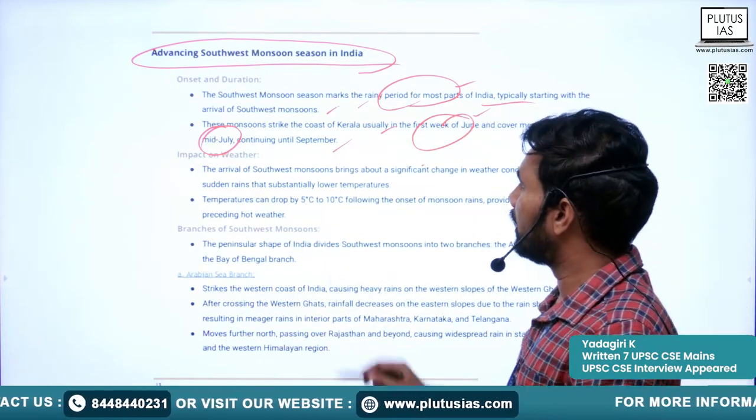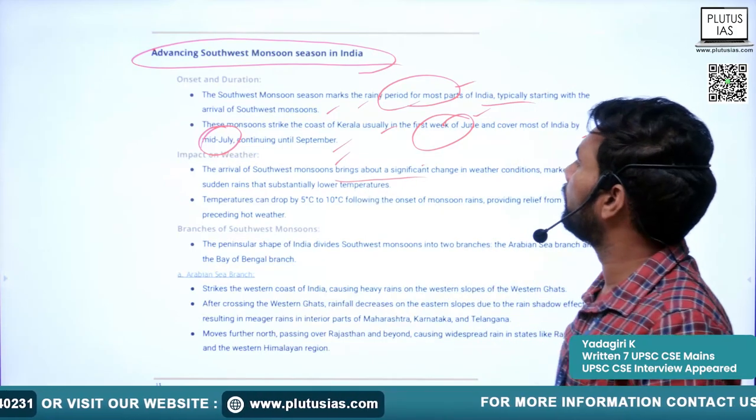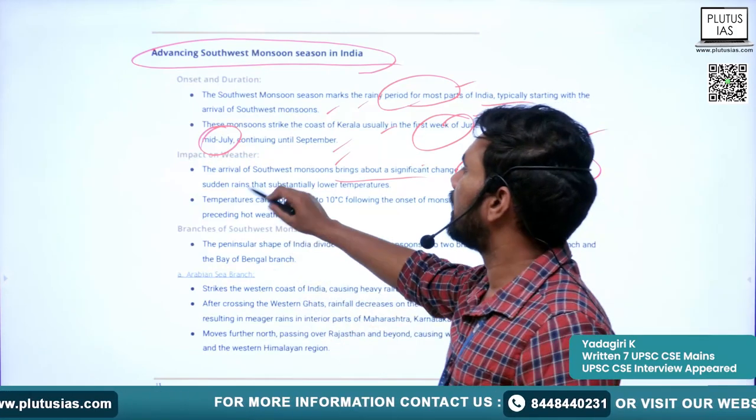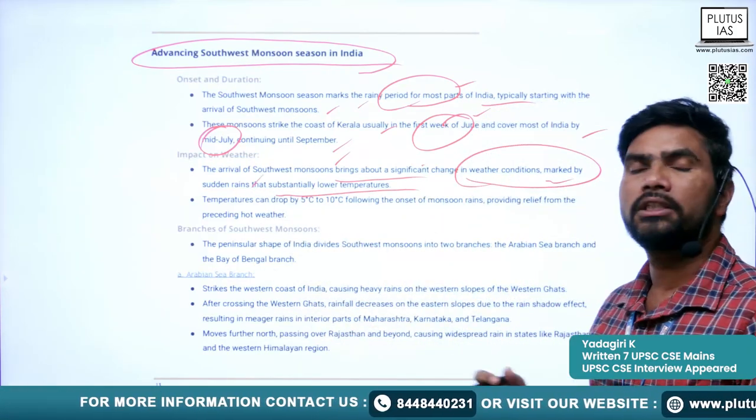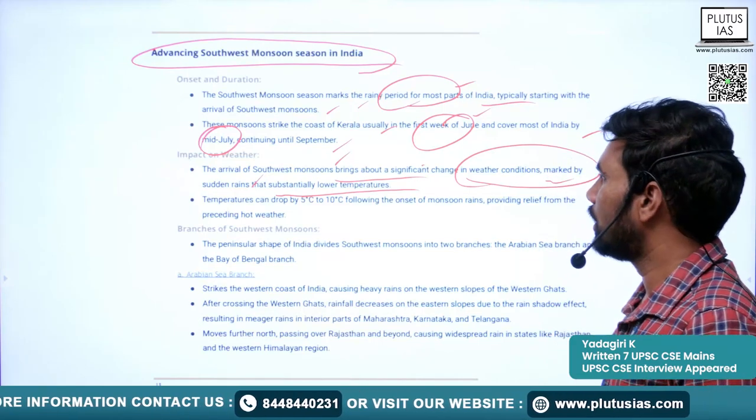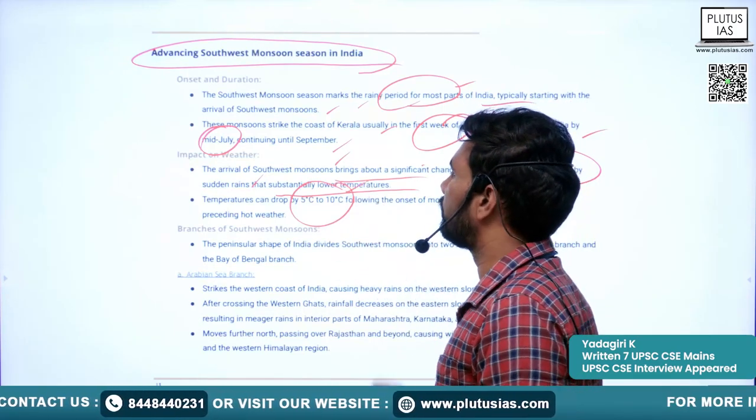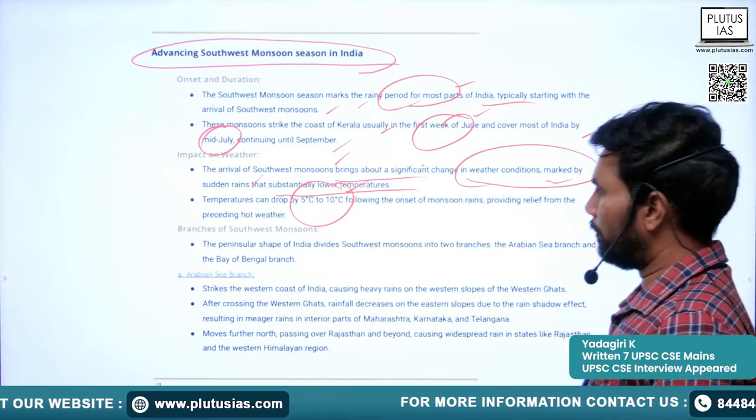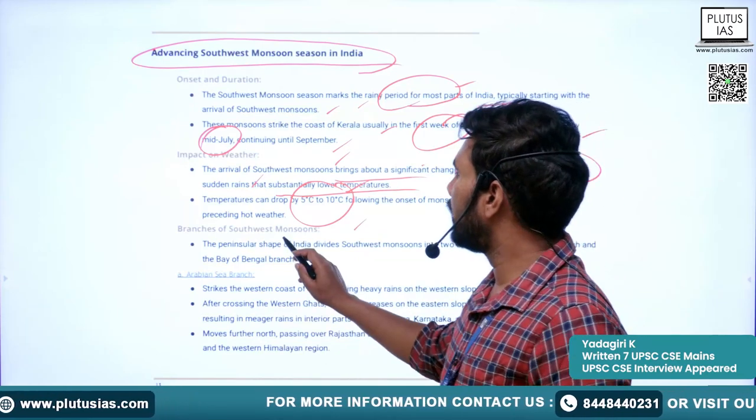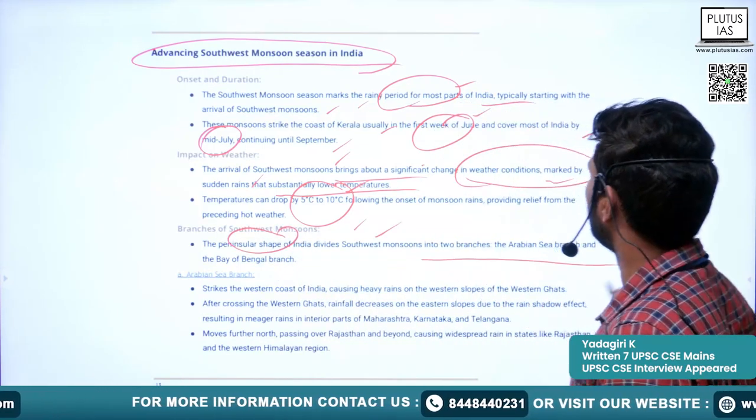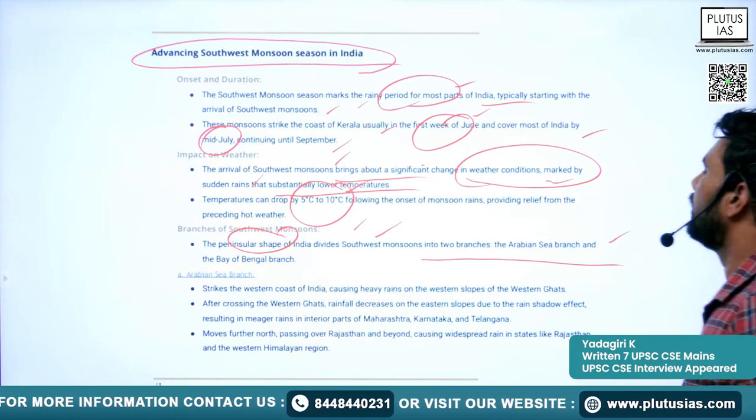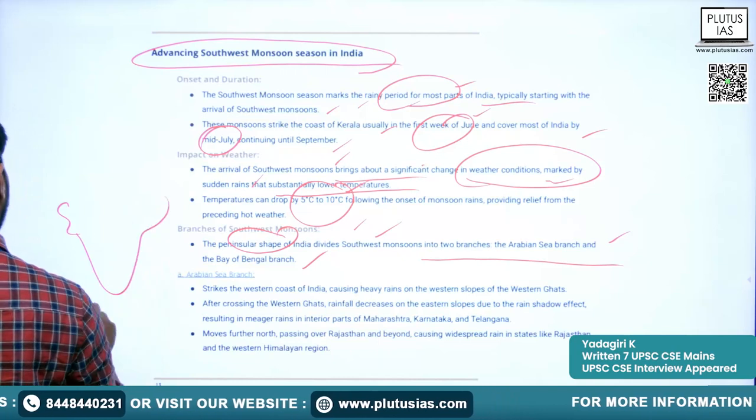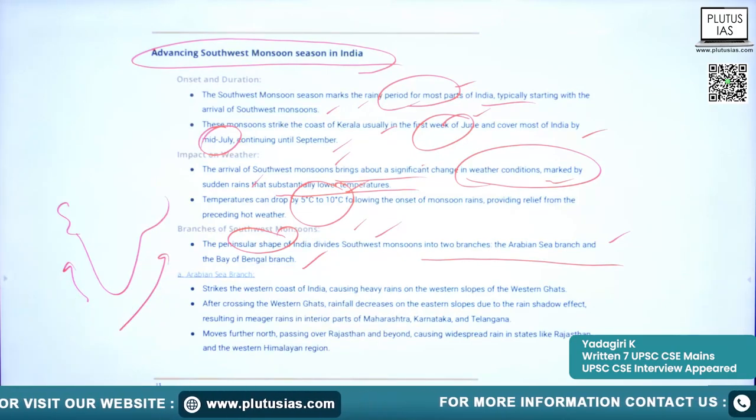Impact on the weather: the arrival of the southwest monsoon brings about a significant change in weather conditions, marked by sudden rains that substantially lower the temperatures. We can see a temperature drop of about 5 to 10 degrees centigrade. Branches of the southwest monsoon: the peninsular shape of India divides the southwest monsoon into two branches, the Arabian Sea branch and the Bay of Bengal branch. We can also call them the western branch and the eastern branch.